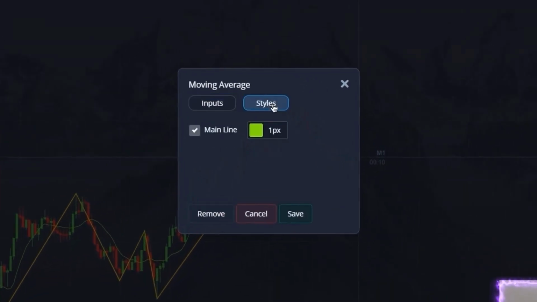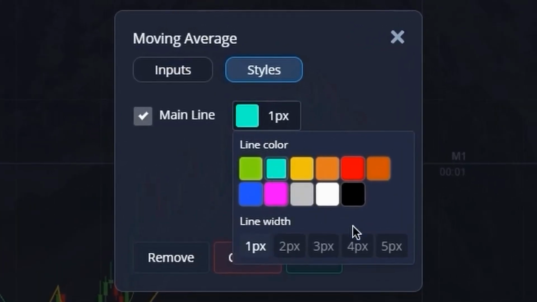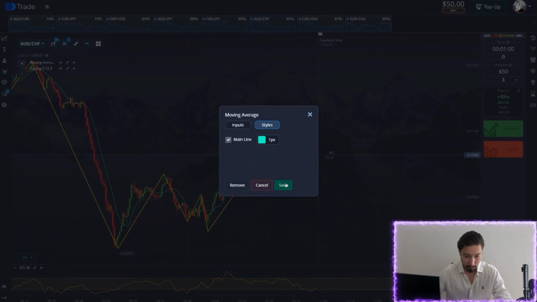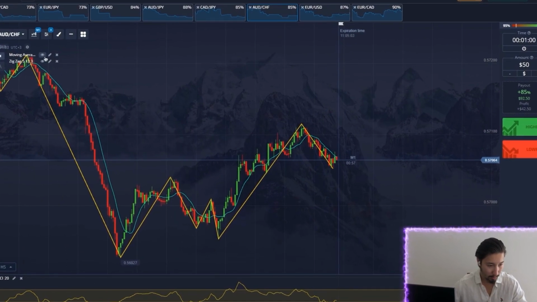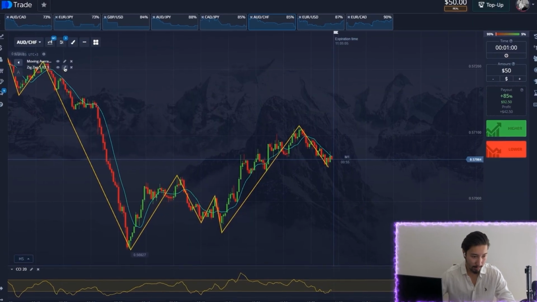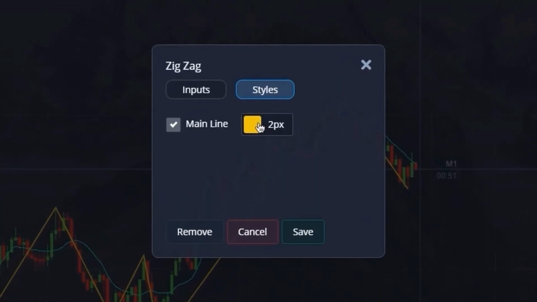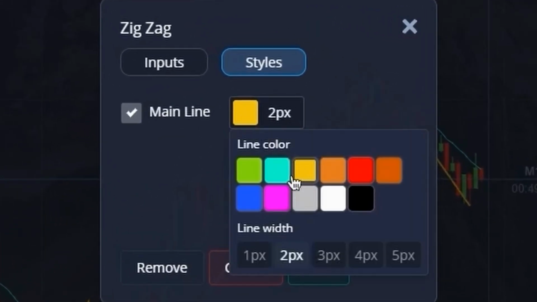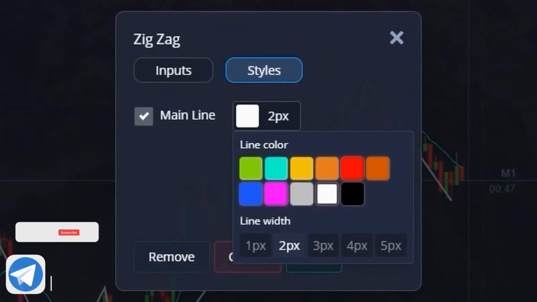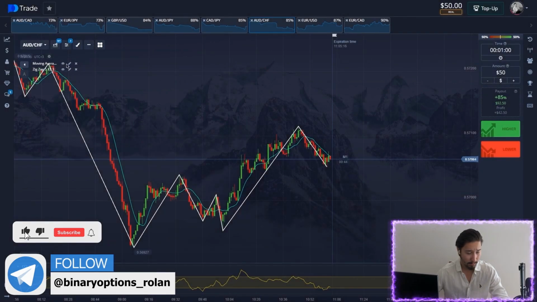So okay, now we will change the color of the zigzag. Let me just make some style here. So zigzag, as I said, and default settings for zigzag, guys, too.